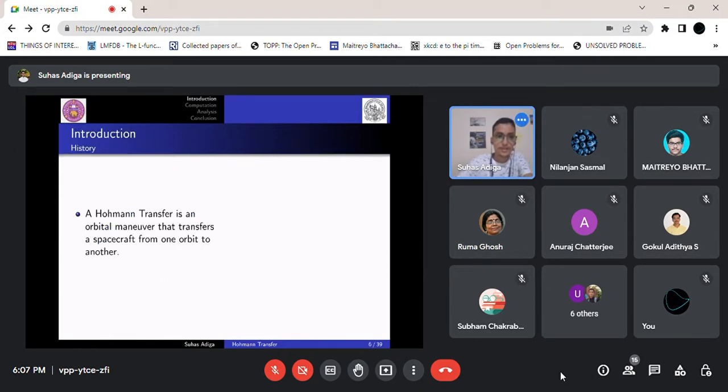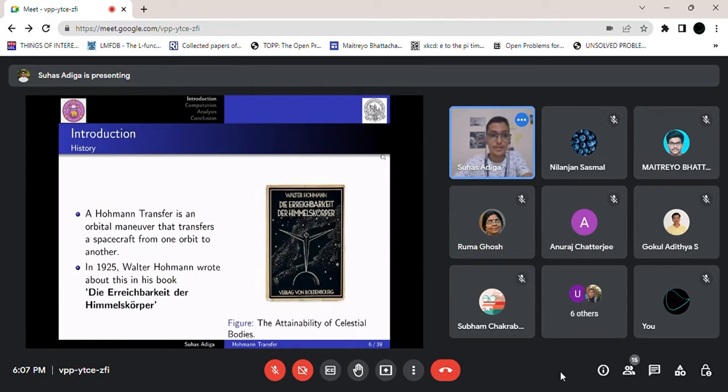Right? So what is Hohmann transfer? A Hohmann transfer is an orbital maneuver that transfers a spacecraft from one orbit to another orbit. Fine. So let's look at the history of it. The first mention of Hohmann transfer goes to 1925, where Walter Hohmann wrote about this in his book. This book is written in German, which is really difficult for me to pronounce. The meaning of the book title is The Attainability of Celestial Bodies. So the title itself says it is a way to reach the heavenly bodies or celestial bodies, right?